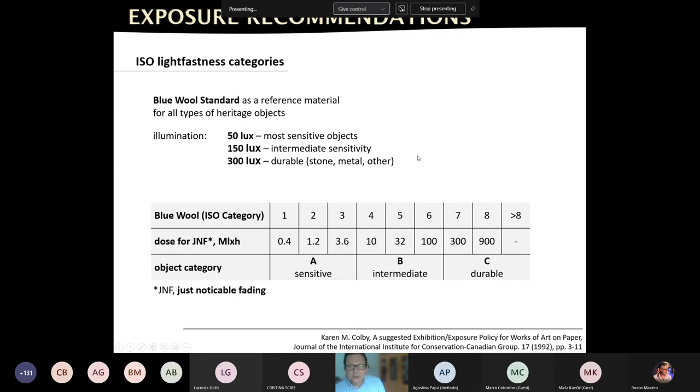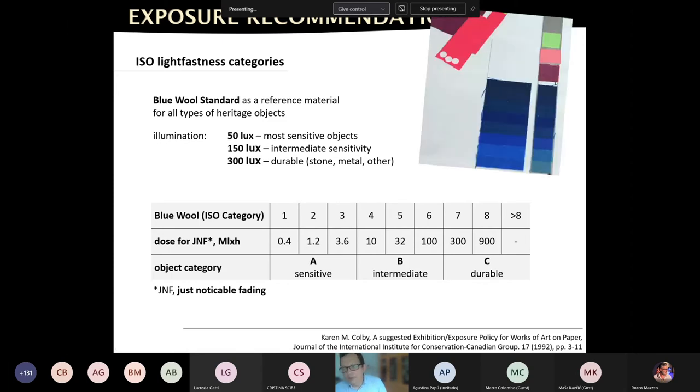So using these rules and using so-called blue wool standards as a reference material, blue wools are a set of textiles which were dyed with different organic dyes of different light fastness. It was developed in the 50s for the textile industry and adopted by the community of heritage scientists to express light fastness of objects as equivalents of blue wool. There's also an ISO standard which uses this concept of light fastness of this reference material, blue wool standards.